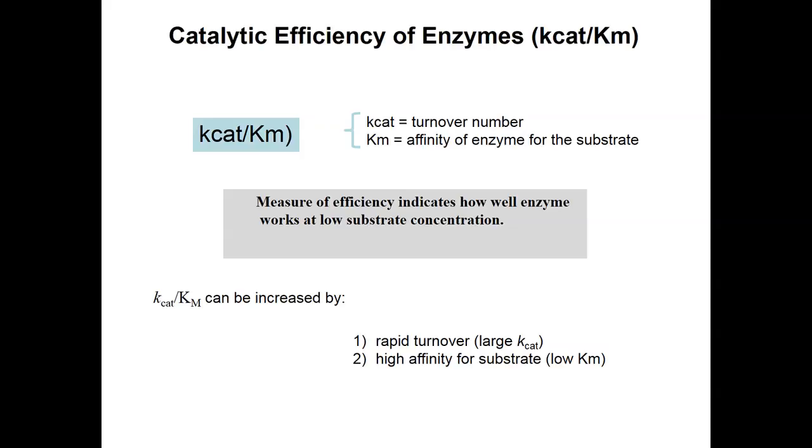So that's the efficiency of the enzyme. Basically, it means the capacity of the enzyme to flip substrate to a product, even at the lowest substrate concentration. So the measure of efficiency indicates how well the enzyme works at low substrate concentration. Again, it is Kcat over Km. So rapid turnover means you have a large Kcat, and high affinity for the substrate means a low Km, remember that?